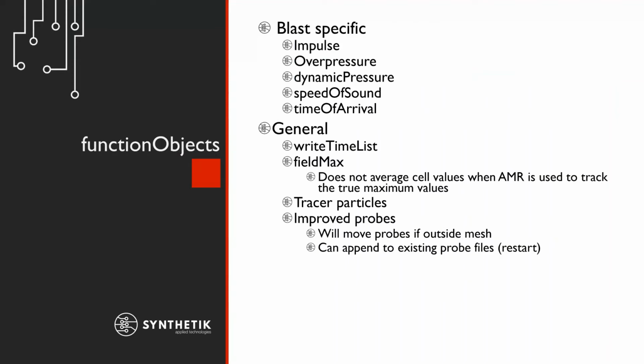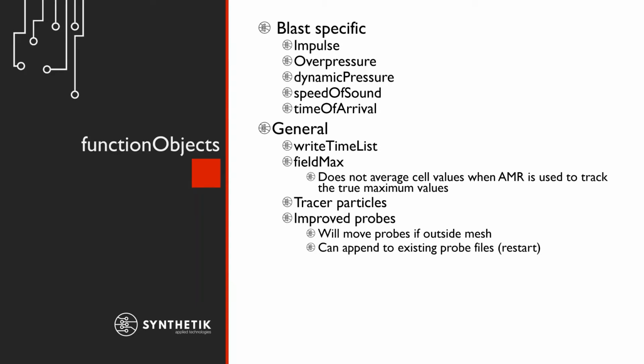All right, we have some additional function objects that really are just quality of life kind of things. So we have some blast specific ones: impulse, overpressure, dynamic pressure, speed of sound, and time of arrival. These are really just to save or reduce the number of calculators which need to be made in ParaView. I mean, overpressure is pressure minus a reference value, and that's it. It's just easy to have.